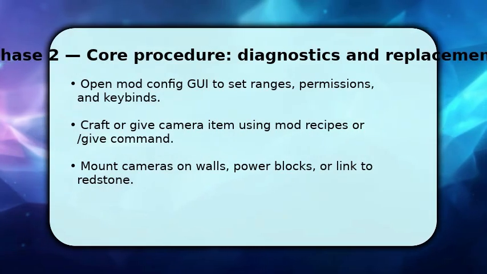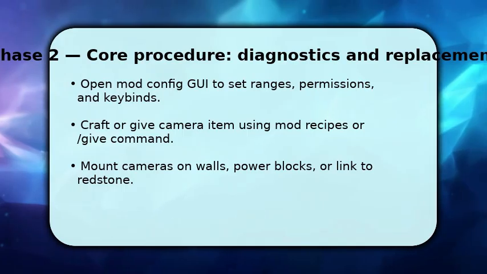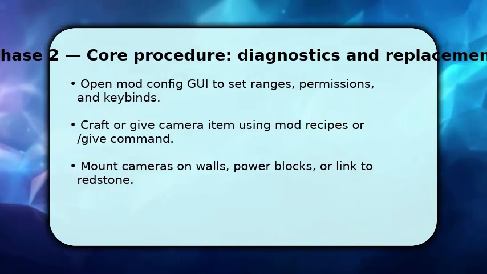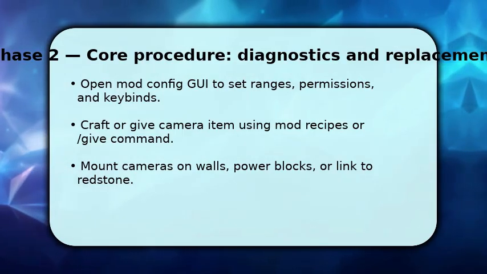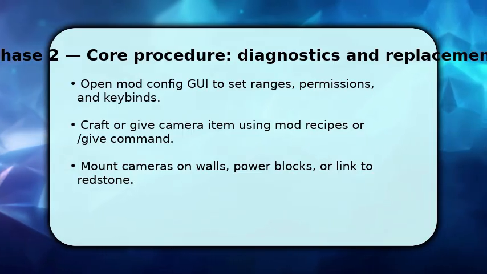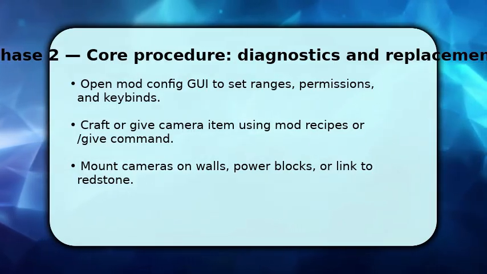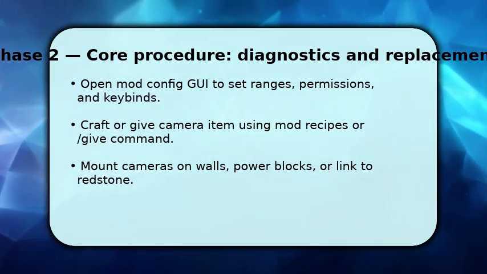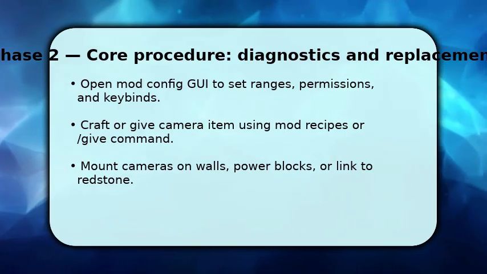Next, configure the mod. Open the mod options to set camera range, permissions, and keybinds. This determines who can access feeds and how far the camera sees. Then craft the camera item using the mod recipe, or use /give with the mod item ID for testing.